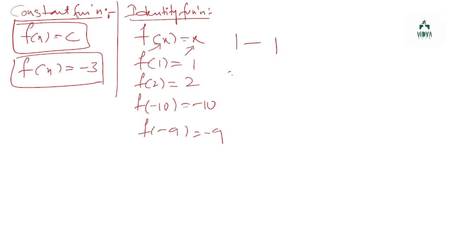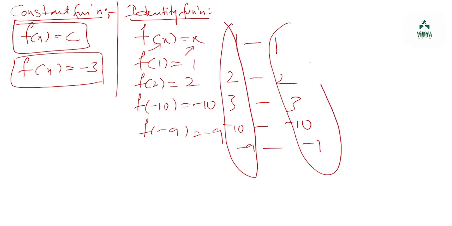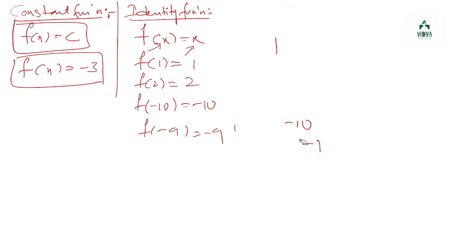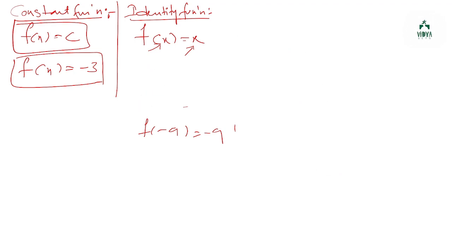1 is mapping to 1, 2 is mapping to 2, 3 is mapping to 3, -10 is mapping to -10, -9 is mapping to -9. This is the domain, this is the codomain, and mapping is happening towards itself, right? It may be two sets, A and B, but the value is the same. Towards itself. So we call this the identity function. What is the identity function? It is a function in the form f(x) = x, where it maps to the same input value that is given. f(1) is equal to 1 only. f(3) is equal to 3 only. This is the identity function. Okay.